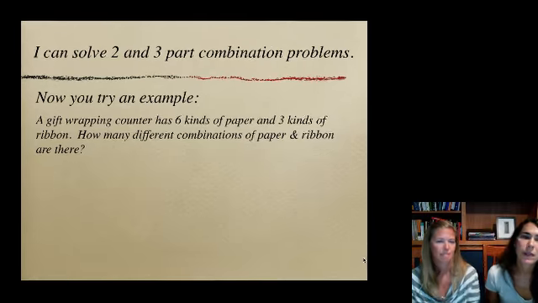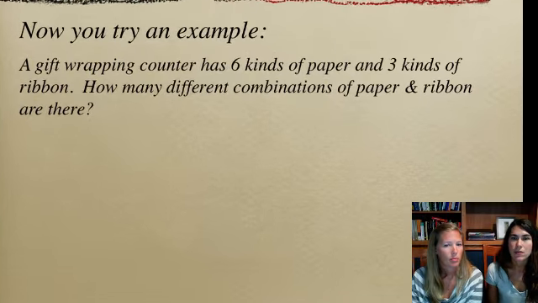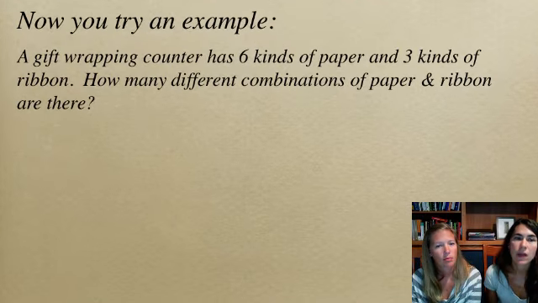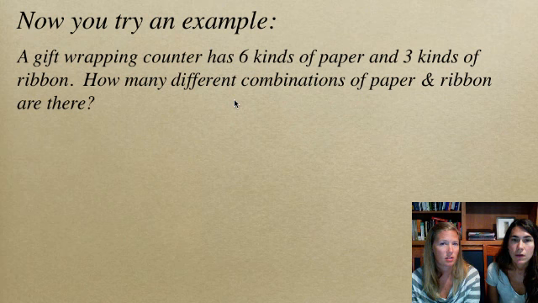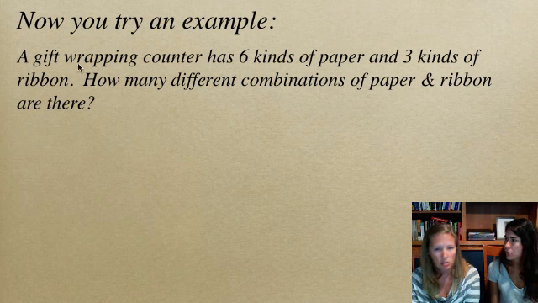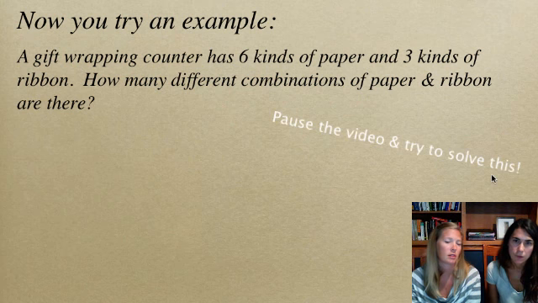Okay, so here's an example. A gift wrapping counter has 6 kinds of paper and 3 kinds of ribbon. So how many different combinations of paper and ribbon are there? So once again, you're just going to look at those variables and combine them. So try and solve this one. You don't have to write out all the words, but try and solve it, and then we'll come back and show you how to do it.